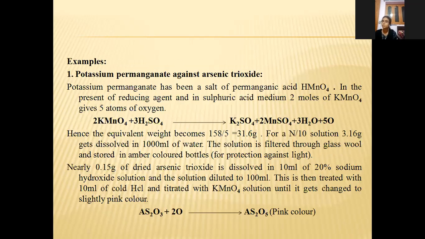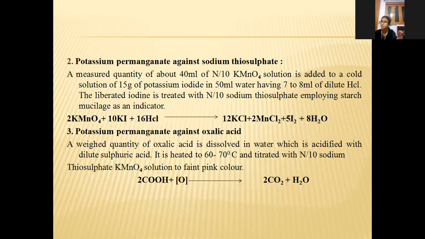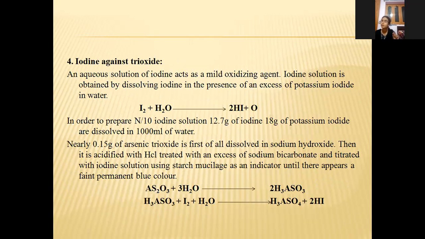The examples are: potassium permanganate against arsenic trioxide; second, potassium permanganate against sodium thiosulfate; third, potassium permanganate against oxalic acid; fourth, iodine against arsenic trioxide. These are the applications involved in redox titration.